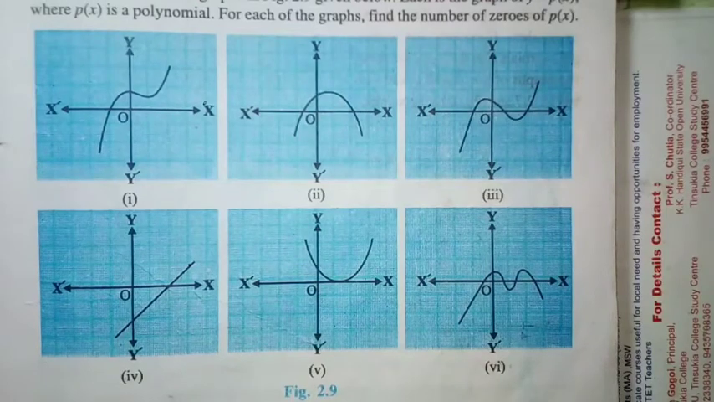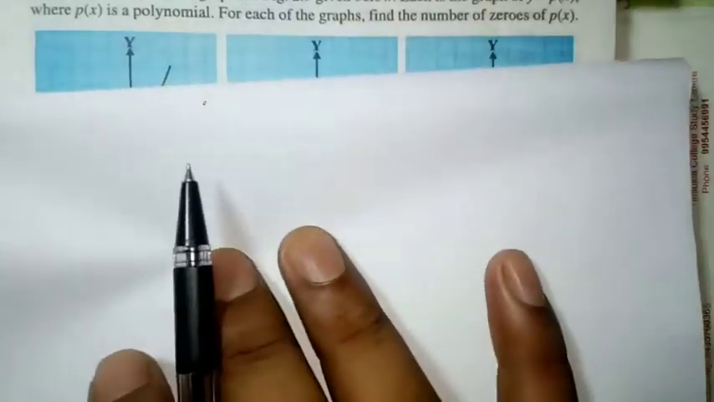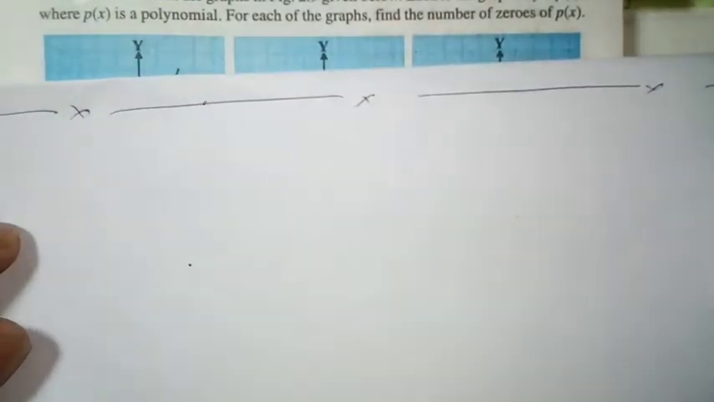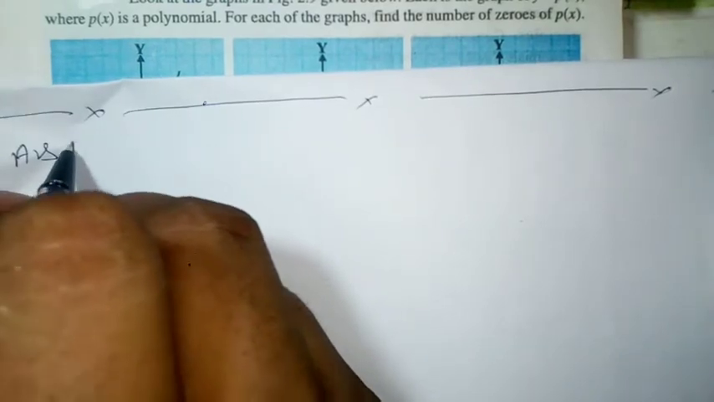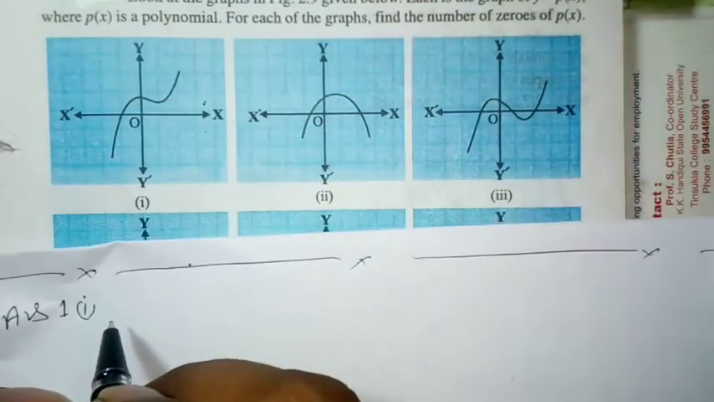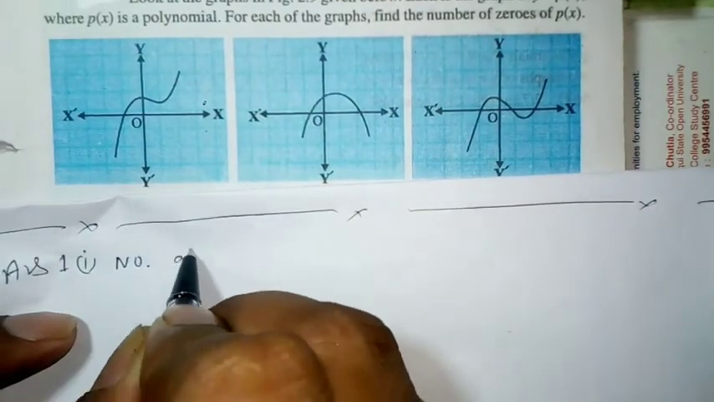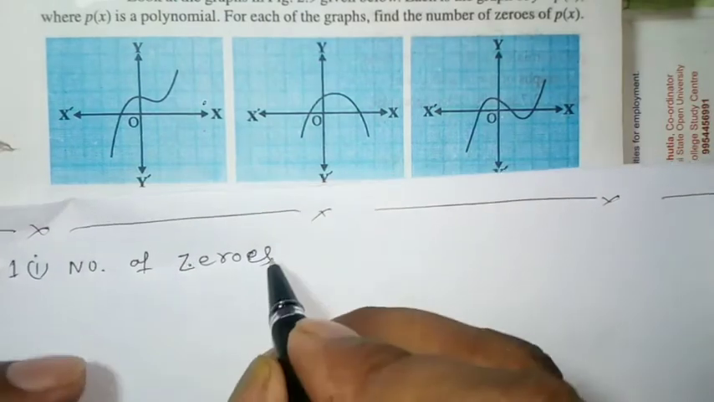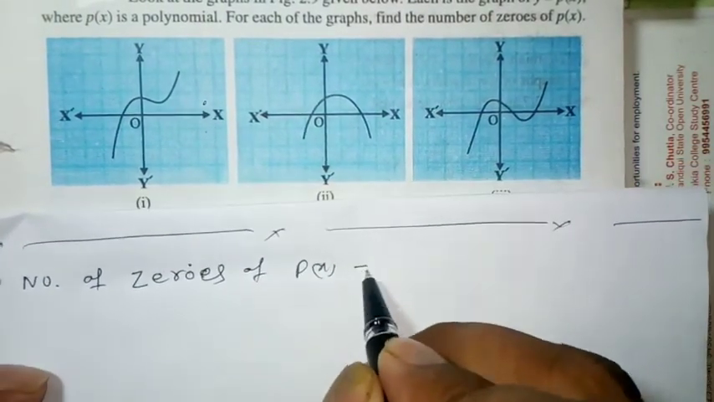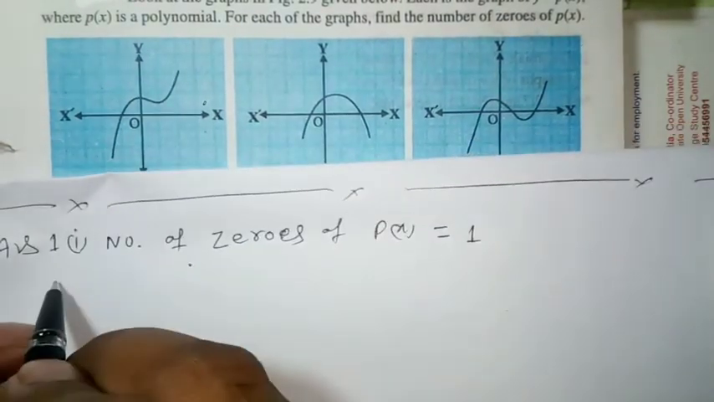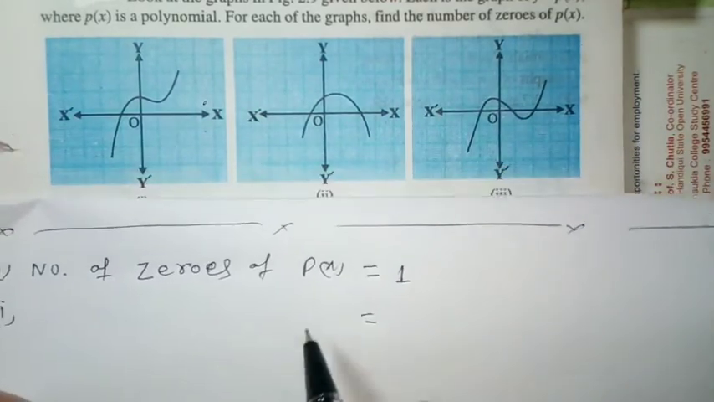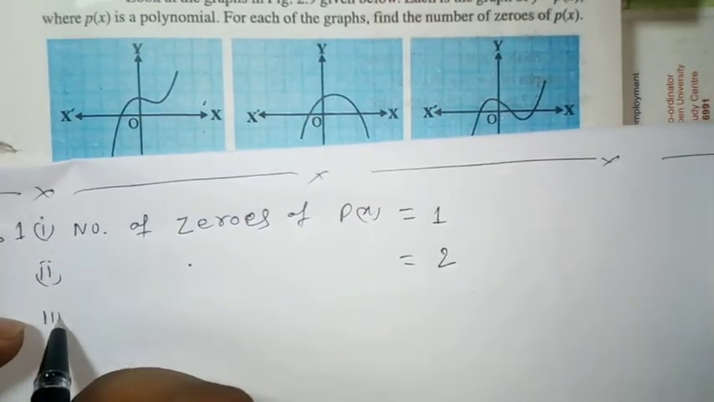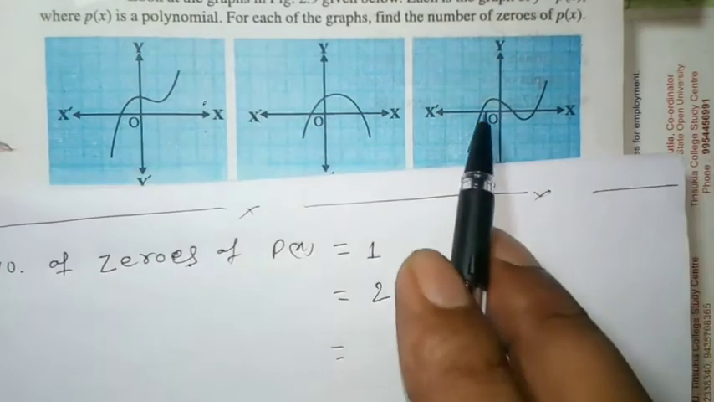Okay, now I can write the answers. Answer 1: the number of zeros of p(x) is equal to 1. 2: the number of zeros of p(x) is equal to 2, 1 and 2. The number of zeros of p(x) is equal to 3, 1, 2, 3.